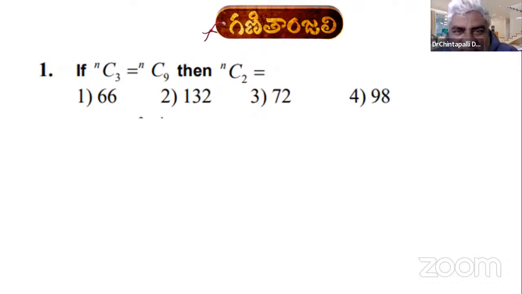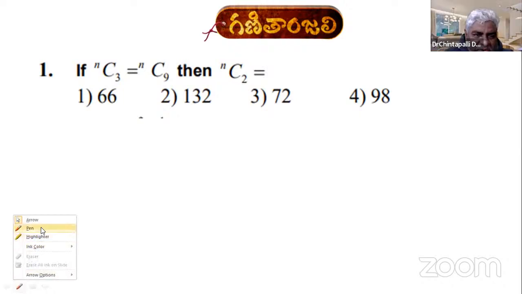If NC3 equals NC9, what's the value of 12C2? First, from the statement NC3 equal to NC9, 9 plus 3 gives you the value of n, that is 12. So the question is 12C2.